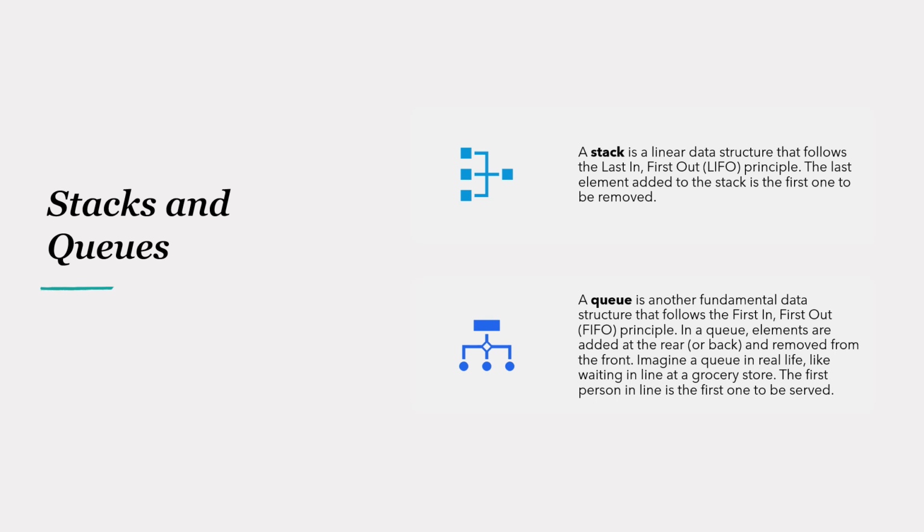3.2 Queues. A queue is another fundamental data structure that follows the first in, first out, FIFO, principle. In a queue, elements are added at the rear, or back, and removed from the front.